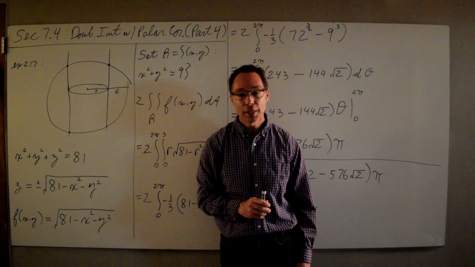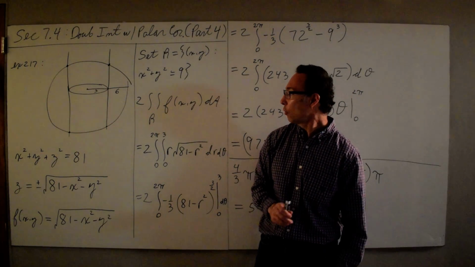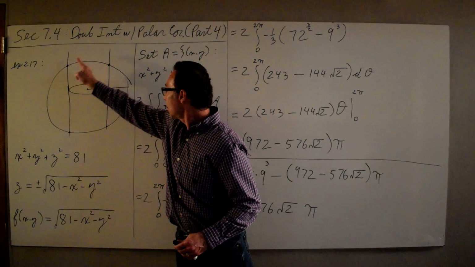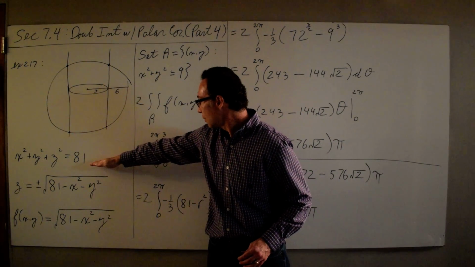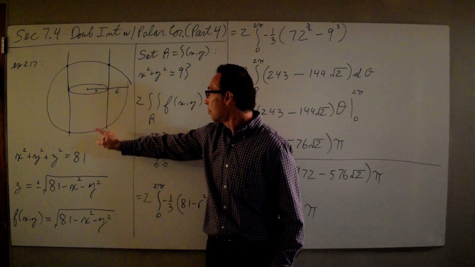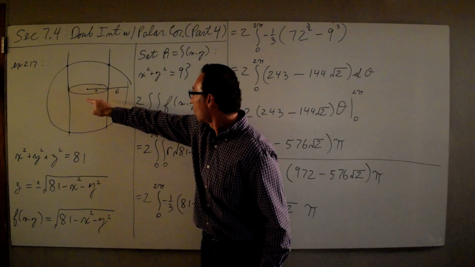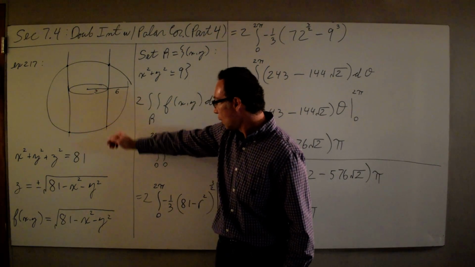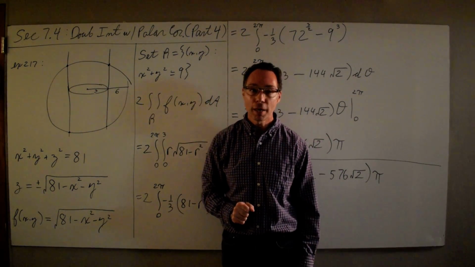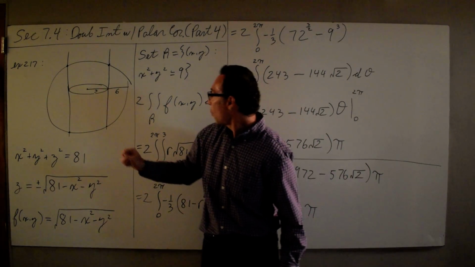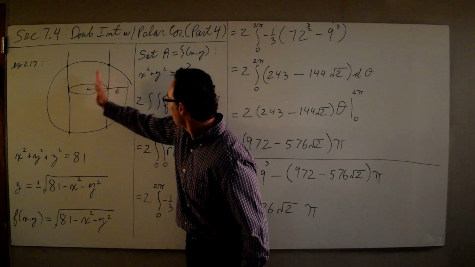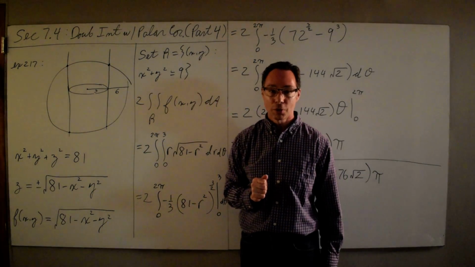Example 217 is asking us to calculate the volume of the region that's inside the sphere centered at 0, 0, 0 of radius 9, but outside the cylinder whose base is the circle centered at 0, 0, 0 of radius 3. That's what we're being asked to do. So we want the volume of the region that's inside the sphere but outside the cylinder.